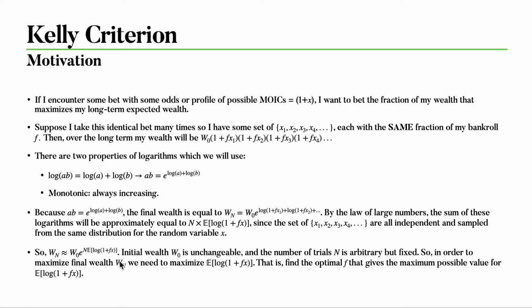So to maximize the final wealth Wn, the only thing we need to worry about is here, right? This log(1 + fx). And the only free parameter, the only free knob, is f, right? So we have to find and tune this f until we find the optimal f that gives the maximum possible value for this expectation. That is what the Kelly criterion is.